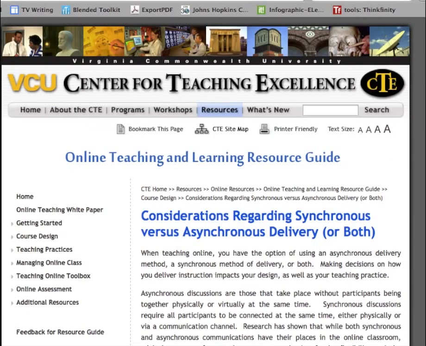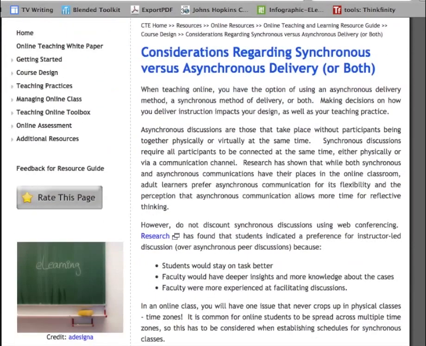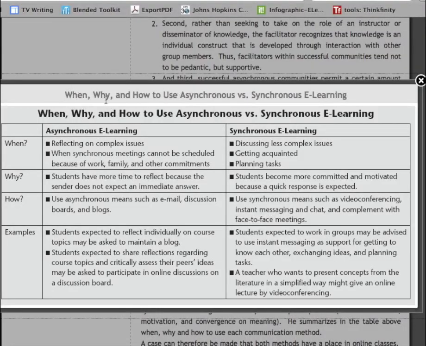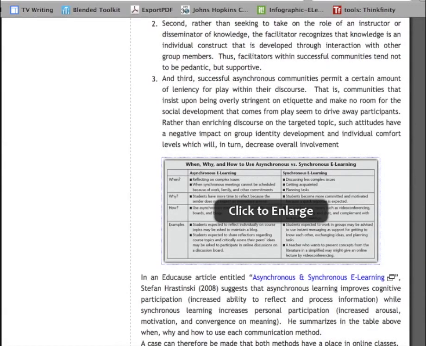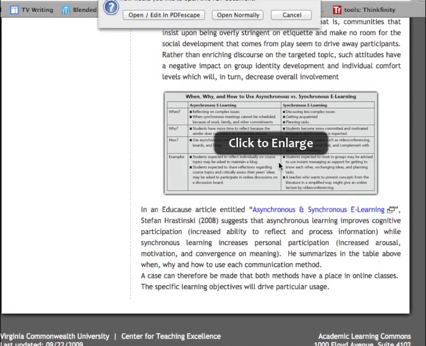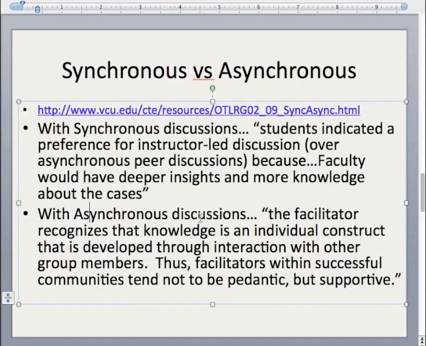Sync versus async has a fabulous reference for this. Virginia Commonwealth University has a really interesting article: when, why, and how to use asynchronous versus synchronous e-learning. I actually refer to this quite a bit. I printed this out and I go back to it quite often. There's also a link to a great EDUCAUSE article, a PDF. We have a great deal of research that shows the value in both synchronous and asynchronous, but for different reasons.